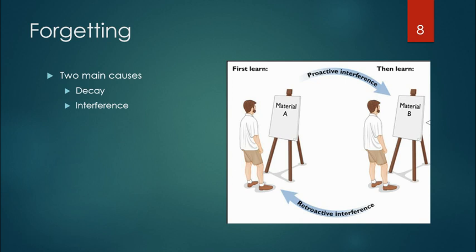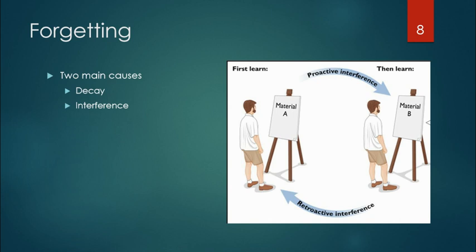All right, so let's talk about normal forgetting. Researchers have gone back and forth about why it is that we forget, and there's a couple different ideas out there. Two of the main ideas are that we forget due to decay or interference. Decay is that memories simply fade over time. So, simply with the passage of time, we're going to forget things.